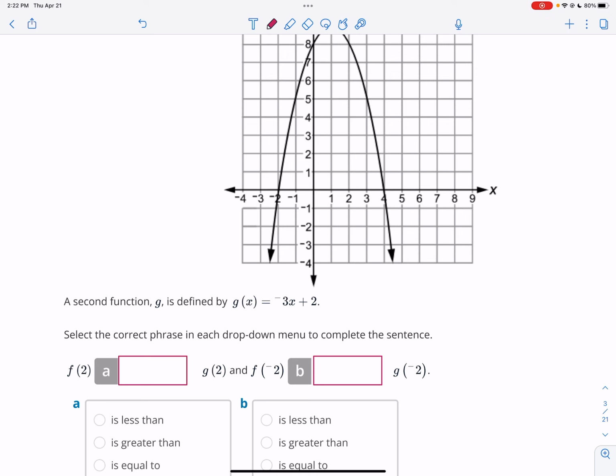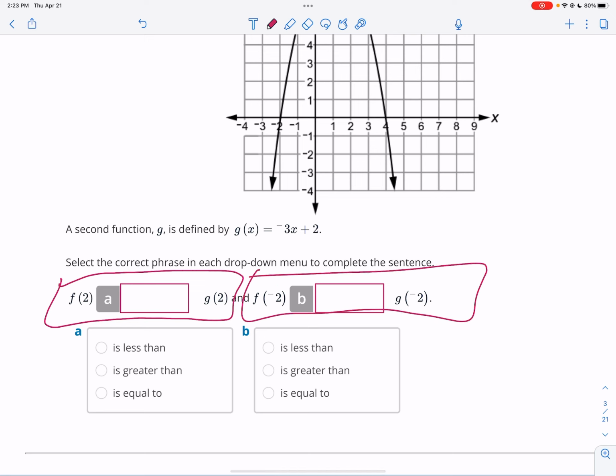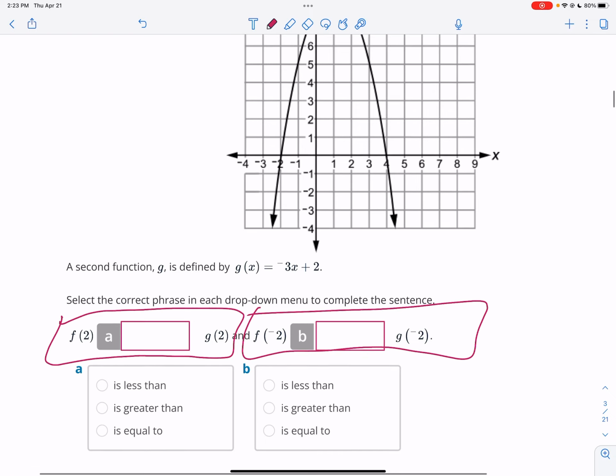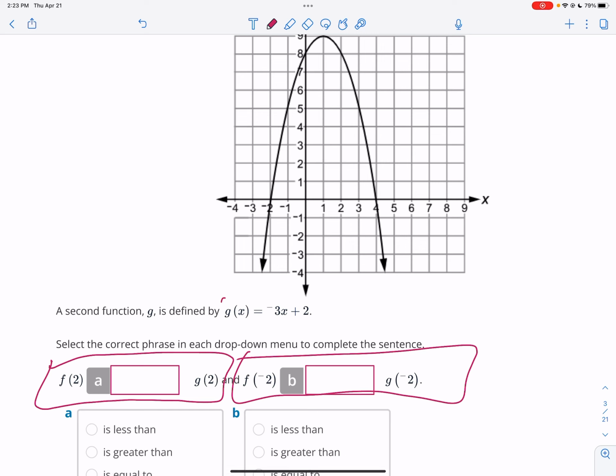So select the correct phrase in each drop-down menu to complete the sentence. We're saying f of 2 is less than, or is greater than, or is equal to g of 2. So these right here are going together, and these right here are going together. We're just trying to figure out what symbol or what words we need to put right there, and that is a true statement. So my advice would be to try to graph this function and see what it equals.